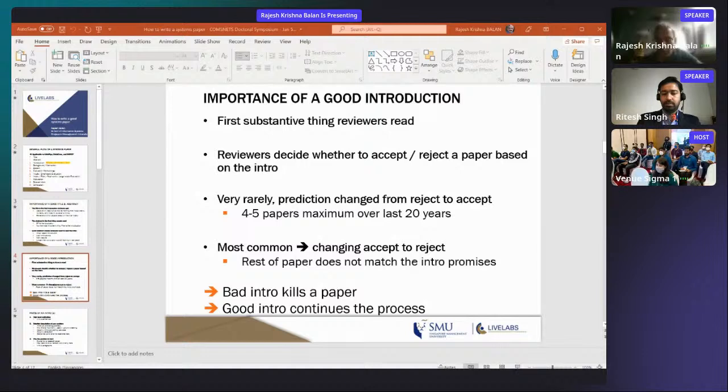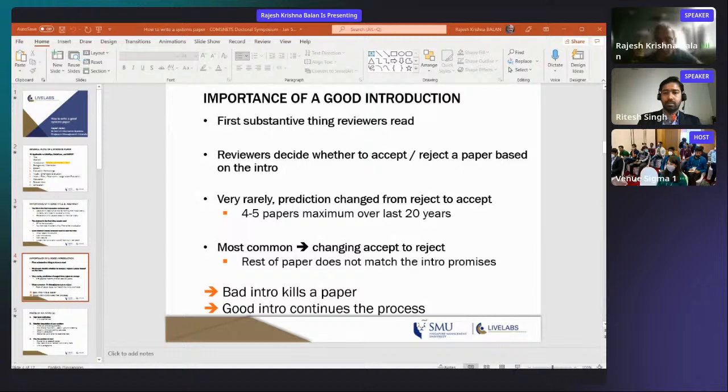A lot of papers get rejected based on the intro, and very rarely in my own experience in the last 20 years have I changed that opinion after I read the rest of the paper. As in, the intro was so bad, but the rest of the paper saved it, that I actually decided to change from reject to accept.